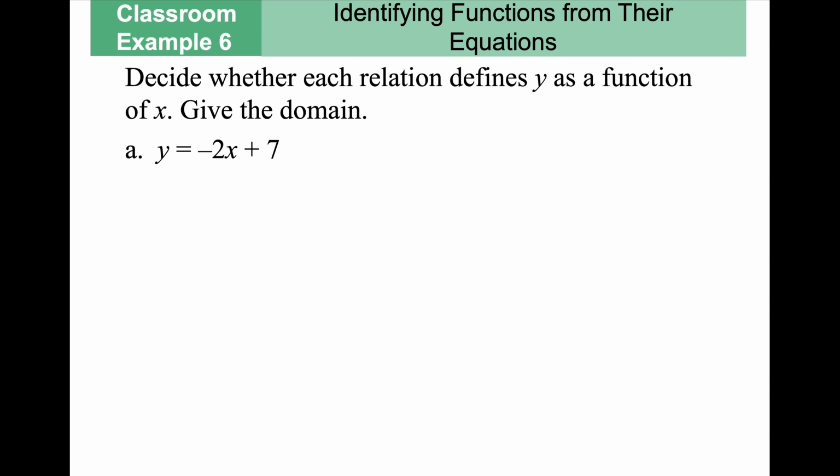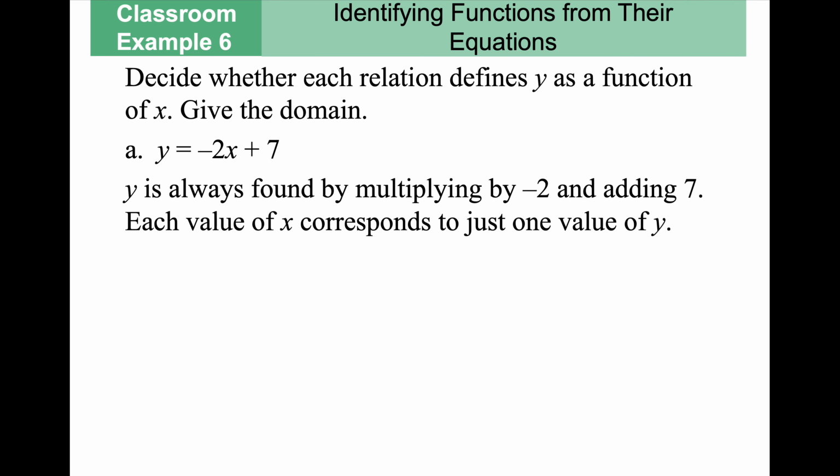So if I look at this, y equals negative 2x plus 7, and I want to know if it defines y as a function of x, and then give the domain. So first of all, this is the equation of a line. Any line is going to pass the vertical line test. So yes, it's going to be a function. Now for the domain, the only times the domain is not all real numbers is when the denominator of a fraction equals 0, or we have the square root and we have negative numbers. None of those can happen to this, so the domain is going to be all real numbers.